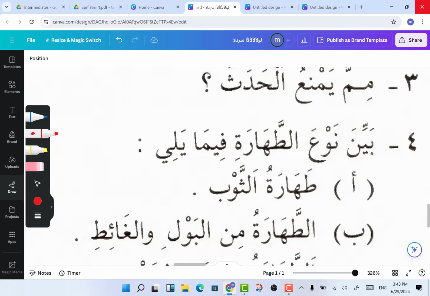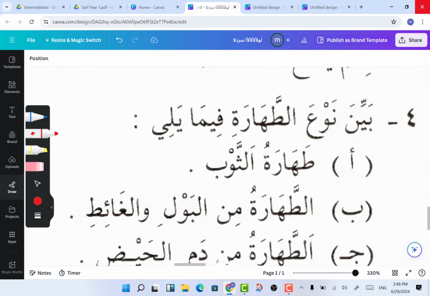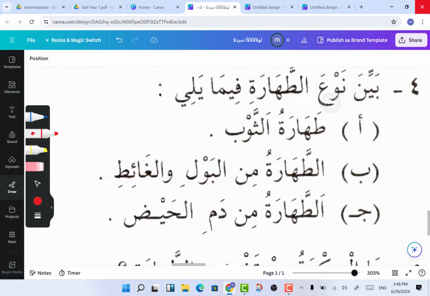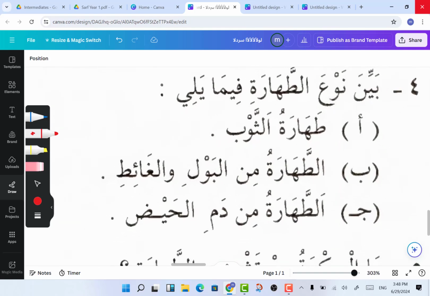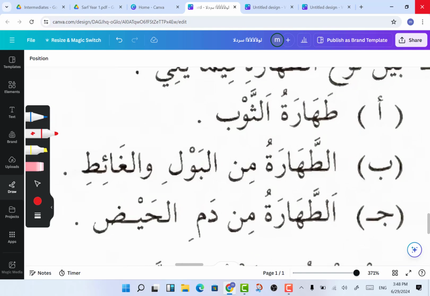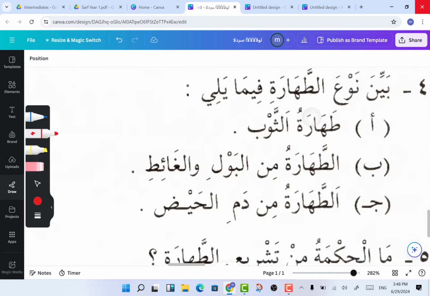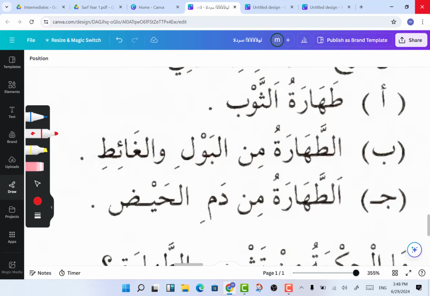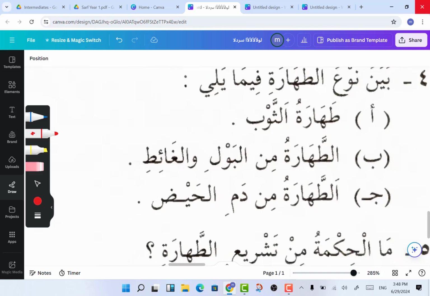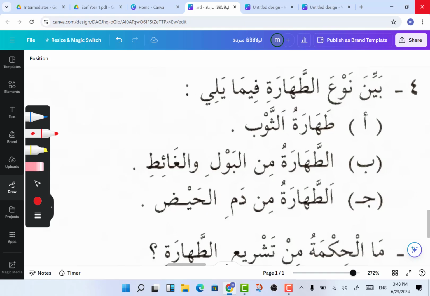He said we should explain the kind of tahara in the following. Taharatu thawb. This one is what? Zawalu an-najis. That is your thawb, your clothes. How do you clean it? You remove the impurity as is there. At-taharat min al-bawl wal-gha'it. That one is with al-wudu. That one is irtifa'ul hadath.